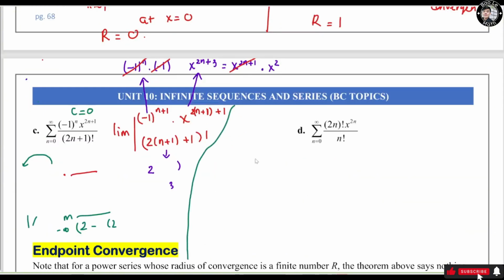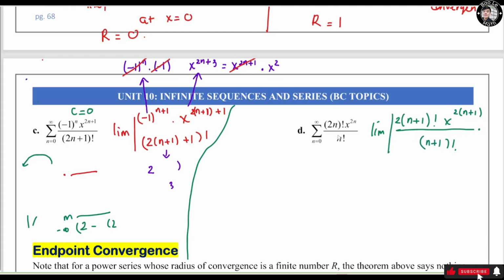Now let's move on to question D. We're going to do exactly the same thing, right? We're going to set up the limit 2 parentheses n plus 1 factorial, right? Times s raised to the 2 parentheses n plus 1 over n plus 1 factorial, right?